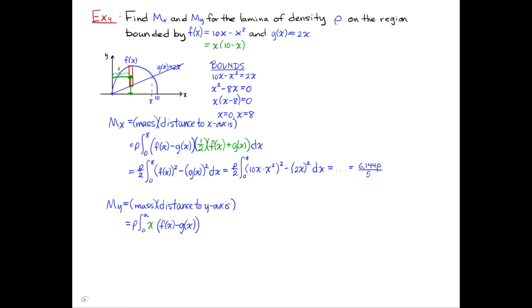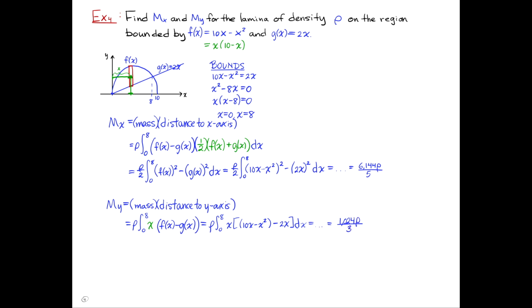So subbing in for our function f of x and g of x, we have rho times the integral from 0 to 8 of x times 10x minus x squared minus 2x. And we're distributing the x over all of that and integrating with respect to x. And again, I'll leave the algebra and calculus of the integration to you, but to check your work, you should get 1,024 rho divided by 3.